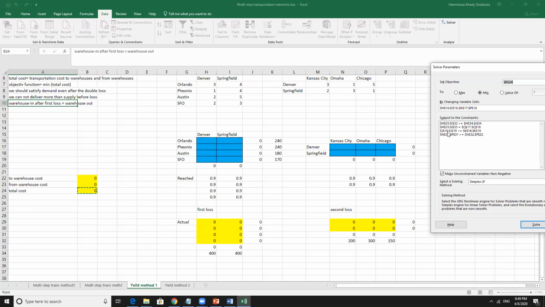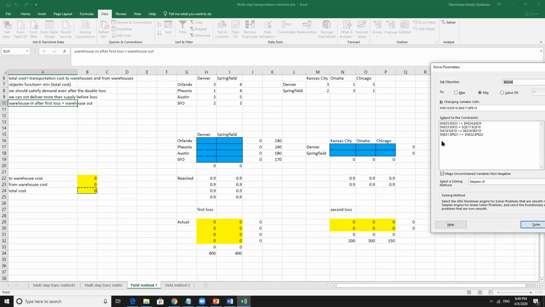The third constraint, J16 up to J19 should be less than K16 to K19. So what does it mean? Whatever you produce in each supplier should be less than the supply cap, which is the same as what we had before.